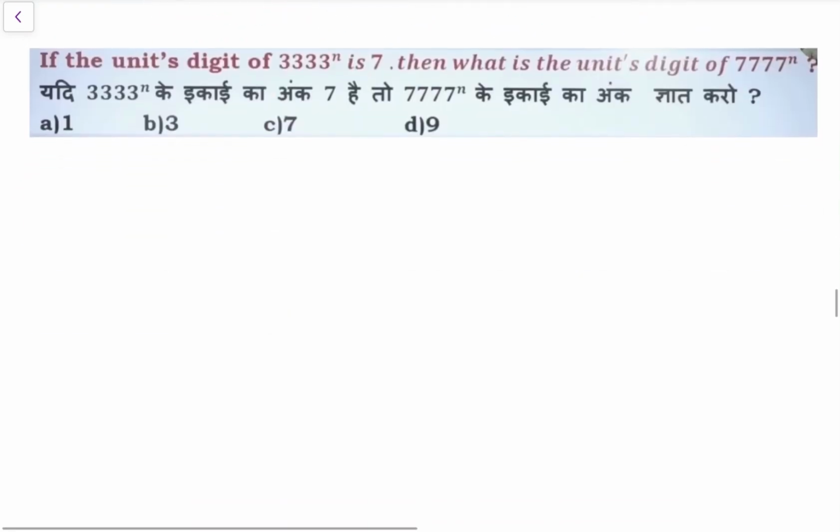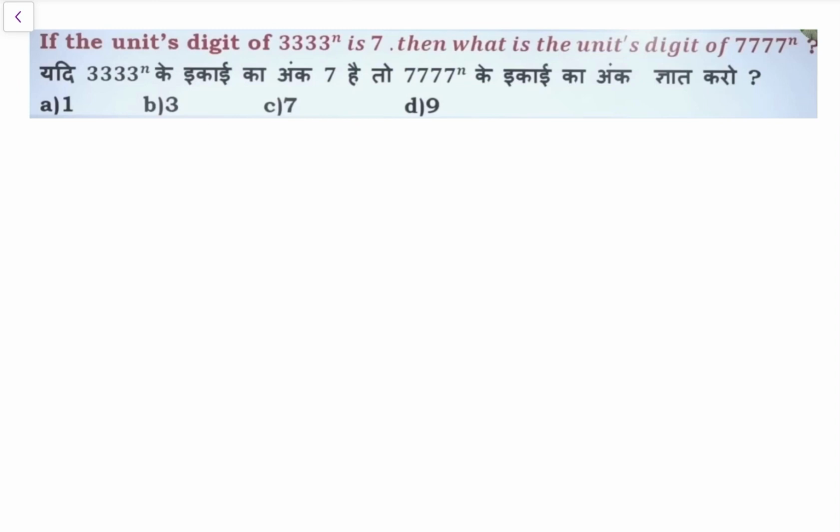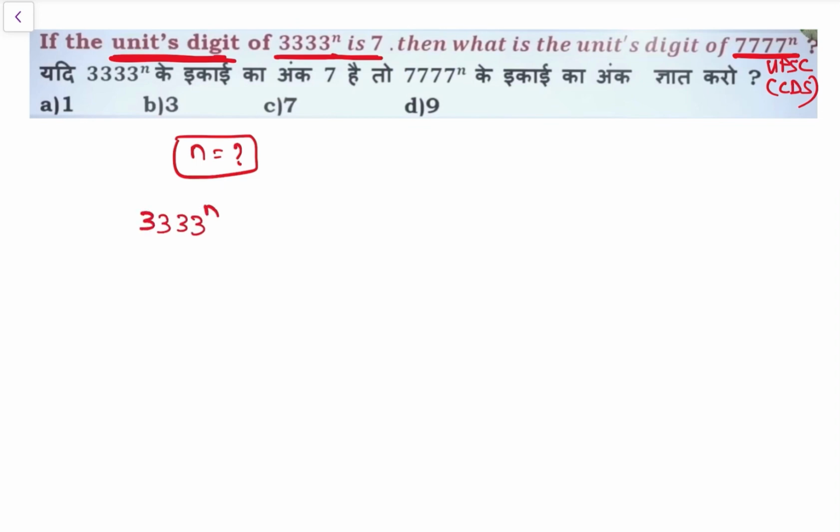Then let's do the next question. This is also asked in the UPSC CDS paper. So let's check this question. If the unit digit of 333 to the power n is 7, then what is the unit digit of 777 to the power n? So here we need to find the value of n, then we can put the n value here and get the answer.